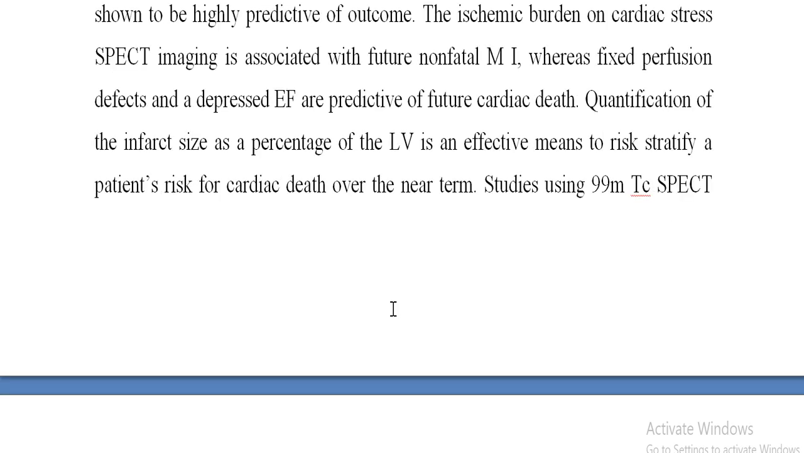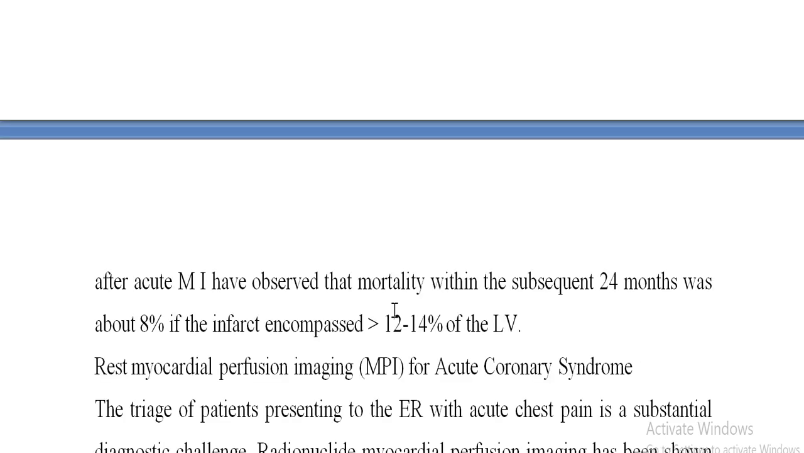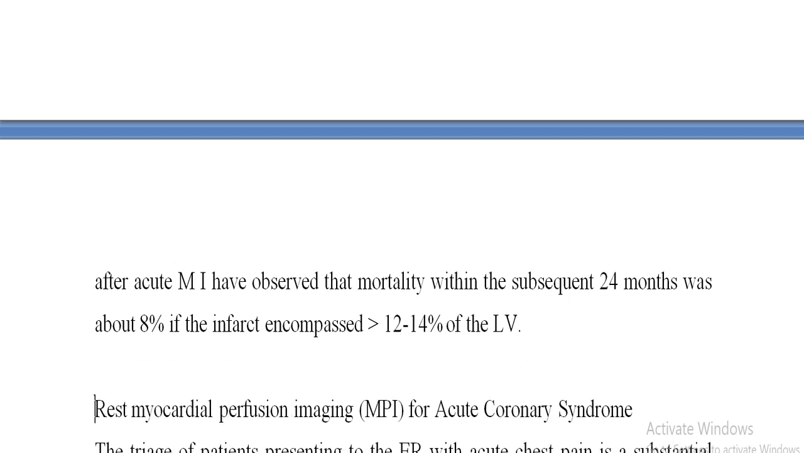Studies using 99m-Tc SPECT after acute MI have observed that mortality within the subsequent 24 months was about 8% if the infarct encompassed greater than 12 to 14% of the LV.